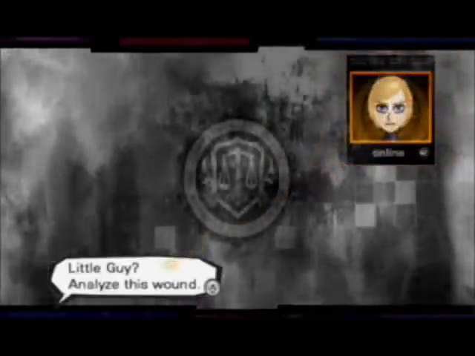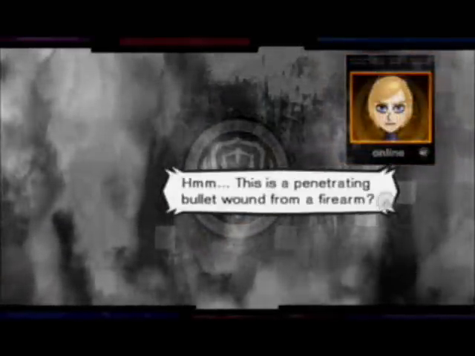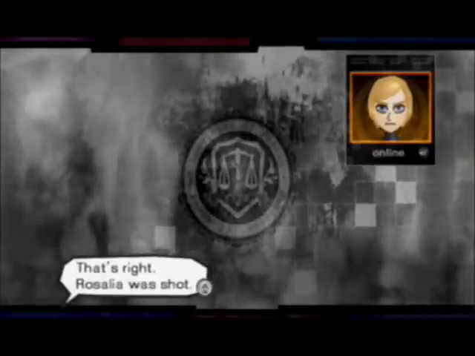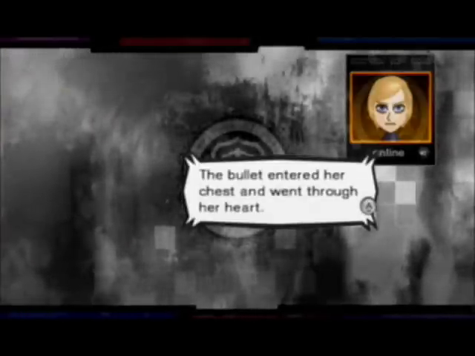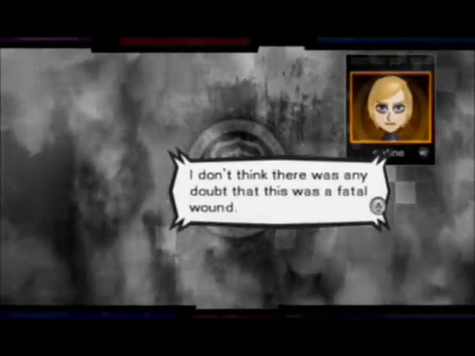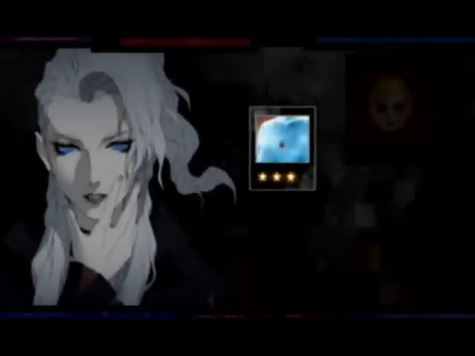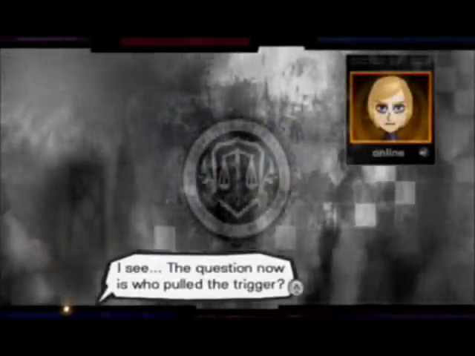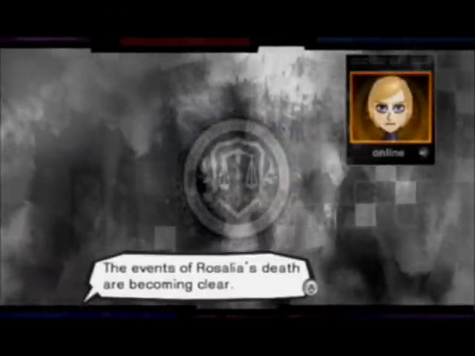Little guy, analyze this wound. Understood. This is a penetrating bullet wound from a firearm. That's right. Rosalia was shot. The bullet entered her chest and went through her heart. I don't think there was any doubt that this was a fatal wound. So that was the shot that killed her. I see. The question now is who pulled the trigger. The events of Rosalia's death are becoming clear.